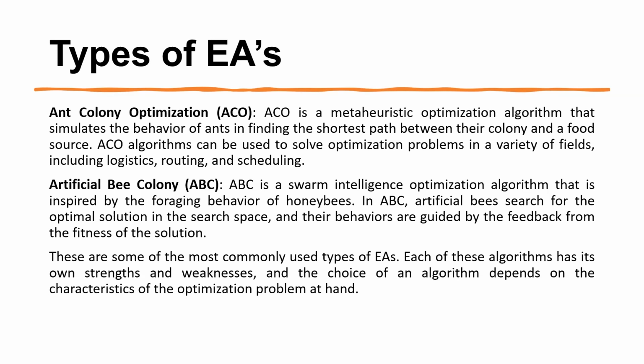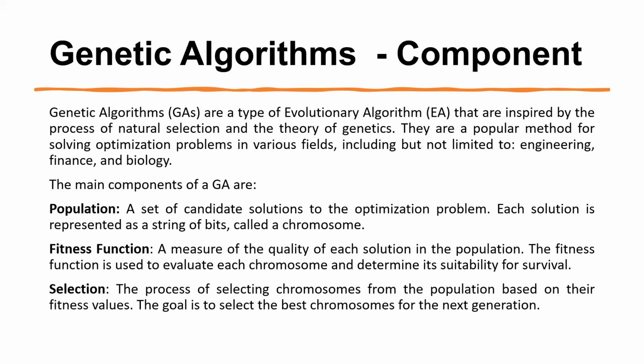Then we have artificial bee colony, which is also part of EA, which is inspired by how bees collect honey, and which is the best one, which is collected more optimally, and so on. So these are the types of EA which you can explore based on the problem at hand. But let us talk a little more on genetic algorithms.